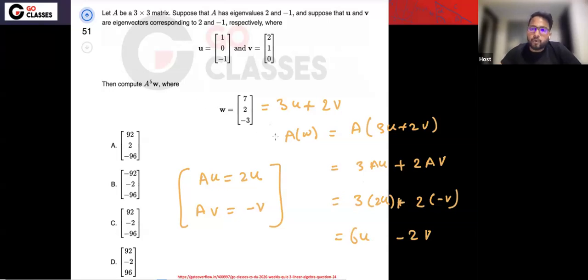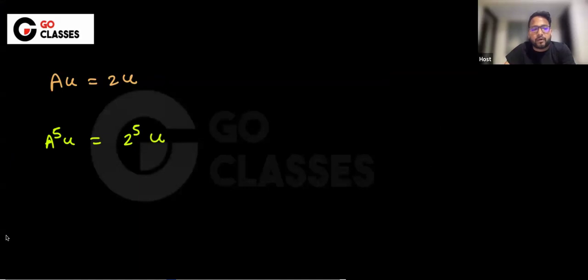Now, this is what you got, A into W. If you just multiply A one more time, basically this is the eigenvector, right? Instead of doing it like this, let me just tell you: if you have AU equal to 2U, can you tell me what A power 5 U is? It will be just 2 power 5 U. You can just try it out.